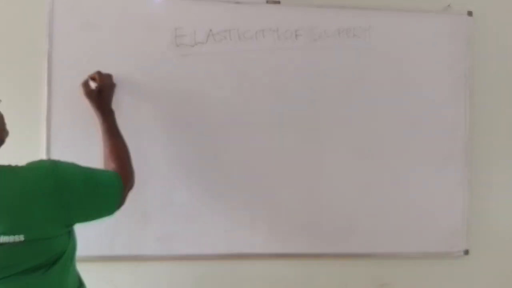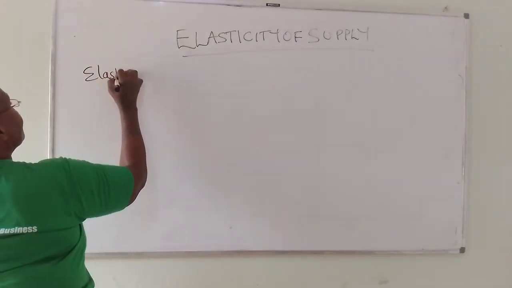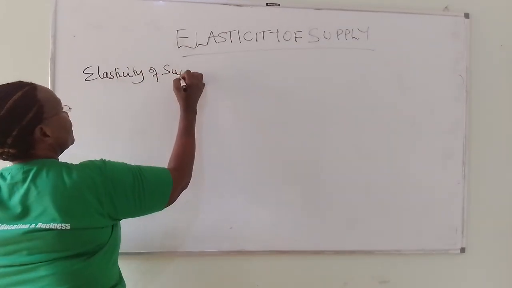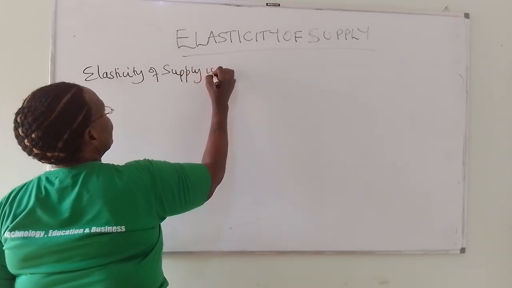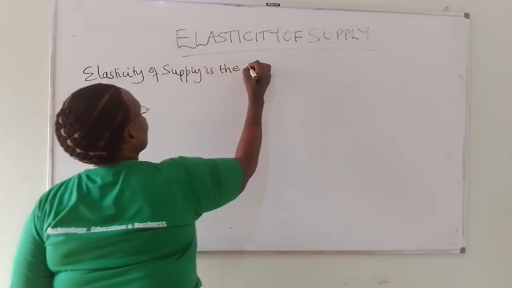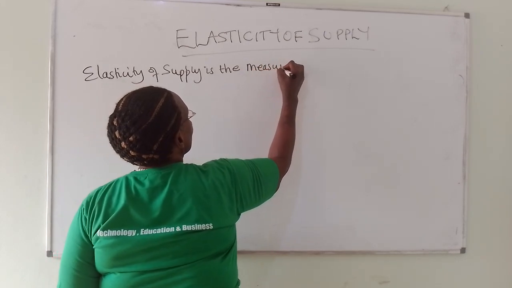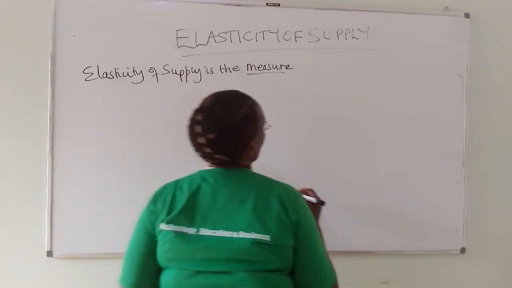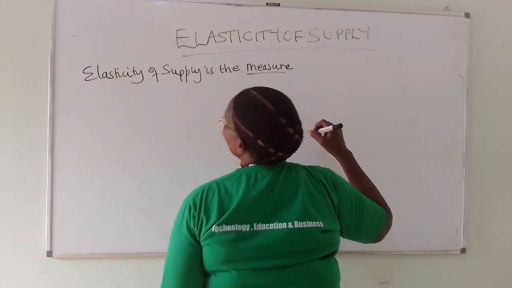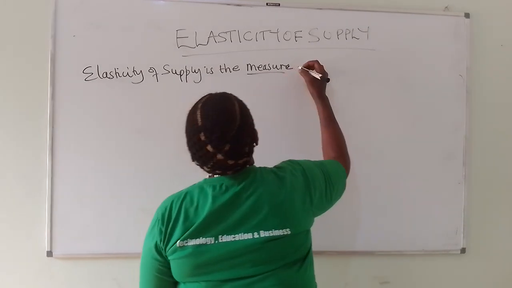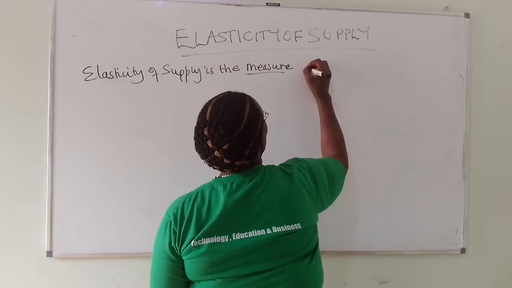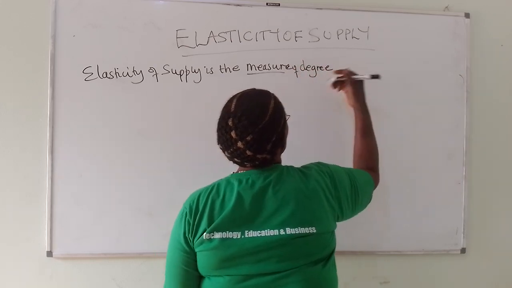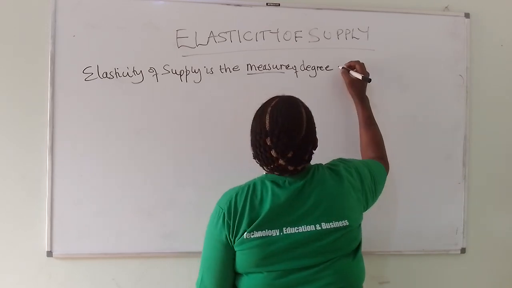Okay, by definition, elasticity of supply is the measure. The word measure is very important, and since it is a measure, we shall be coming out with values. Okay? Our value, which will be the yardstick used to measure that change. So elasticity of supply is the measure of degree. Degree is the same as extent.